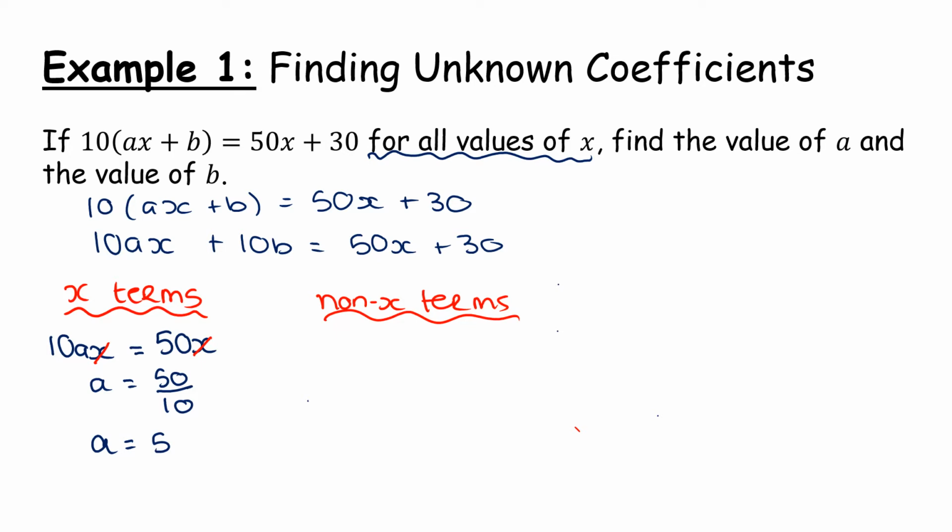Working with the constants or the non-x terms, we get 10b is equal to 30. Dividing both sides by 10 gives us b is equal to 30 over 10, so b is equal to 3. So we used the idea that the left hand side is equal to the right hand side to help us find those unknown coefficients a and b.